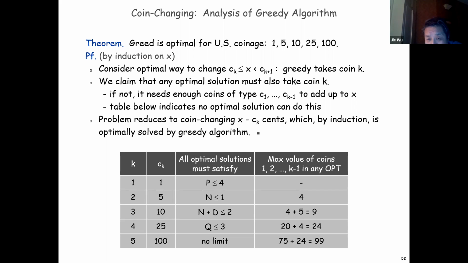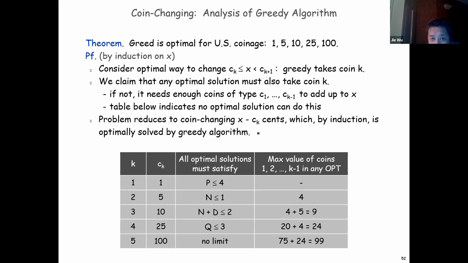So that's the idea. It's just based on the range, right? The range is really between two adjacent denominations. So you can prove that one. Okay, so in this proof, we can claim that any optimal solution must also take a coin k. That's the key, right? If it's in the range ck to ck plus 1, the optimal solution has to take a k.